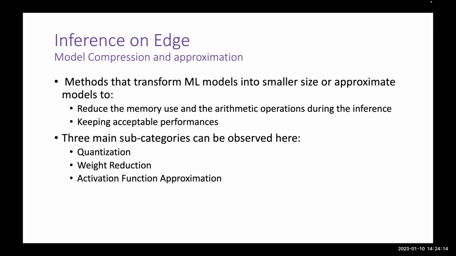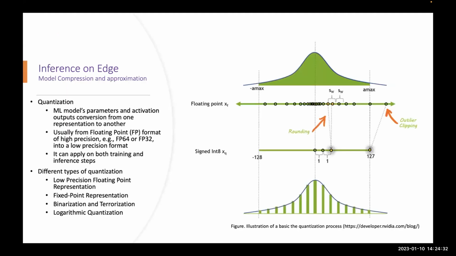You have 3 main subfamilies of these methods. You have the quantization, you have the weight reduction, and then we have the activation function approximation. These go in the different layers of your neural networks. We're focusing on the neural networks here. So just to give you an example of what we mean by this.